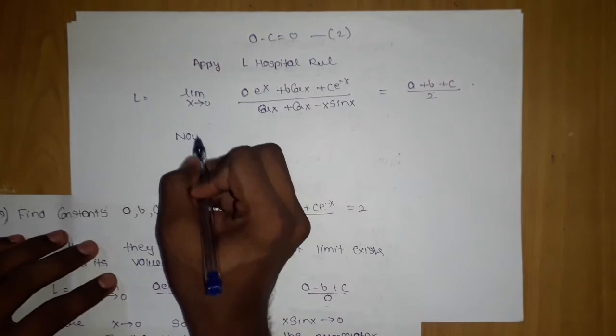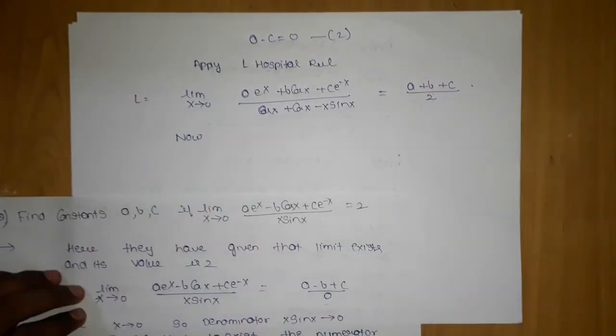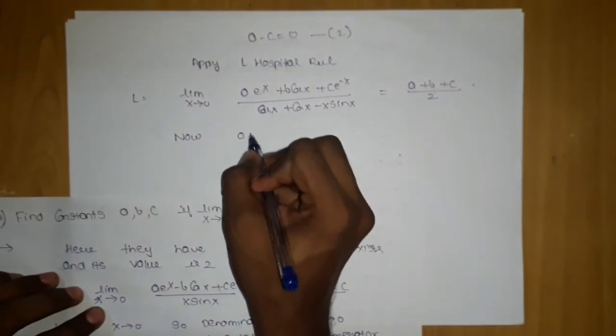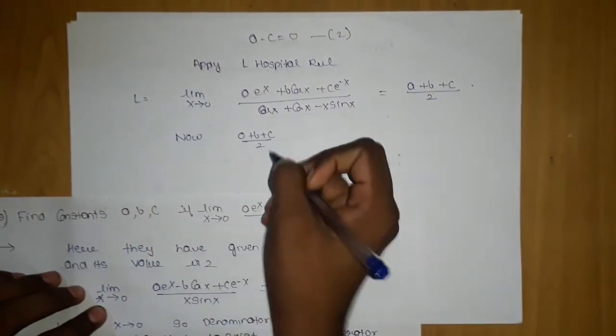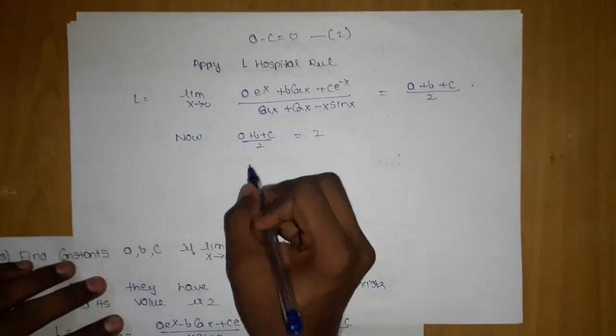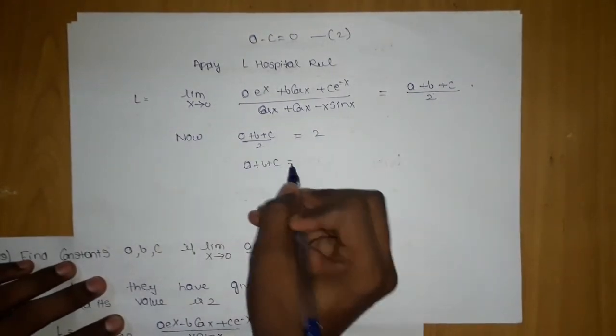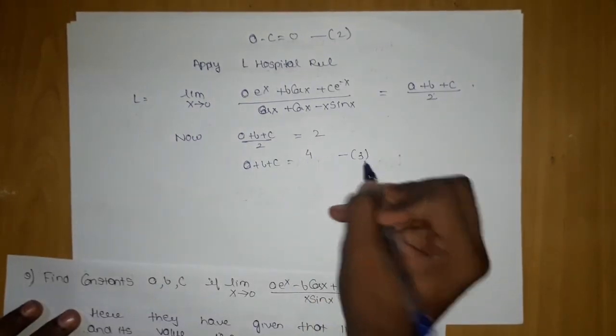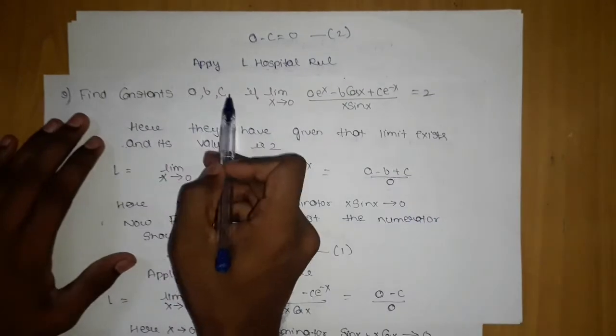Now this finite value, a plus b plus c, whenever a finite value appears, we get the limit, so it should be equal to 2, which gives me a plus b plus c equals to what? 4. So this is my third equation. Now I want to find the a, b, c values.